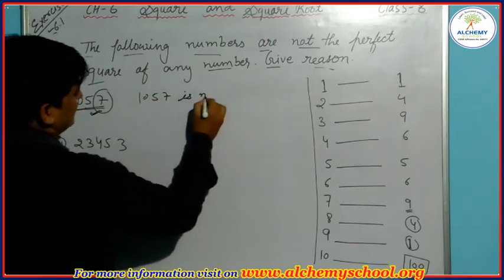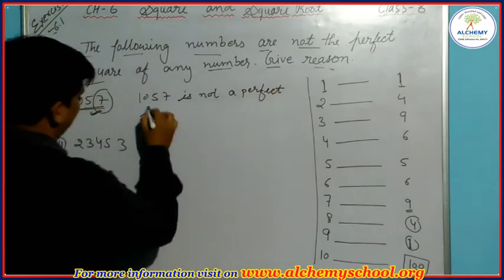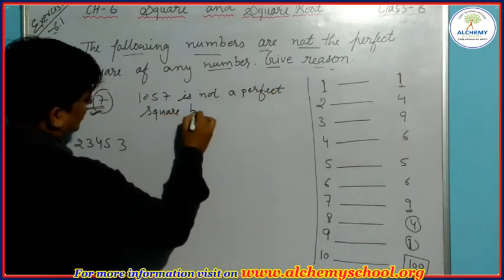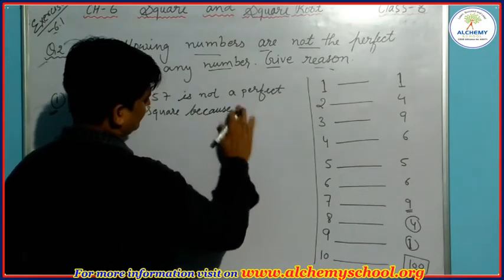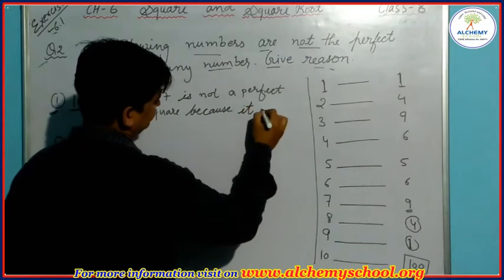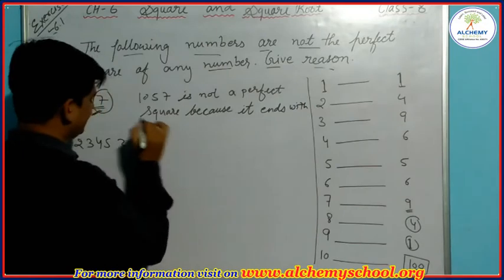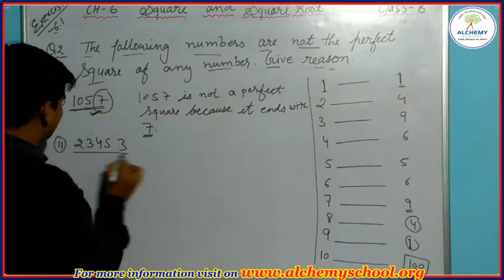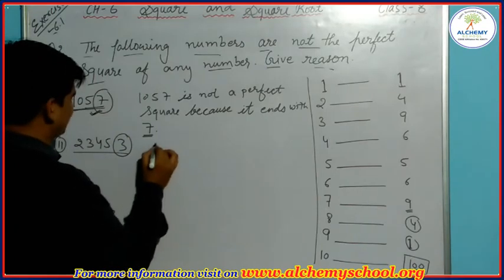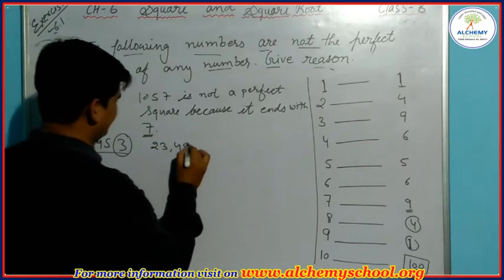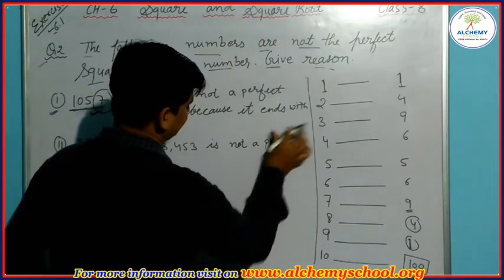so 1057 is not a perfect square because it ends with 7. Okay, the same way the second number 23,453 contains 3 on its unit place, so we can write 23,453 is not a perfect square.